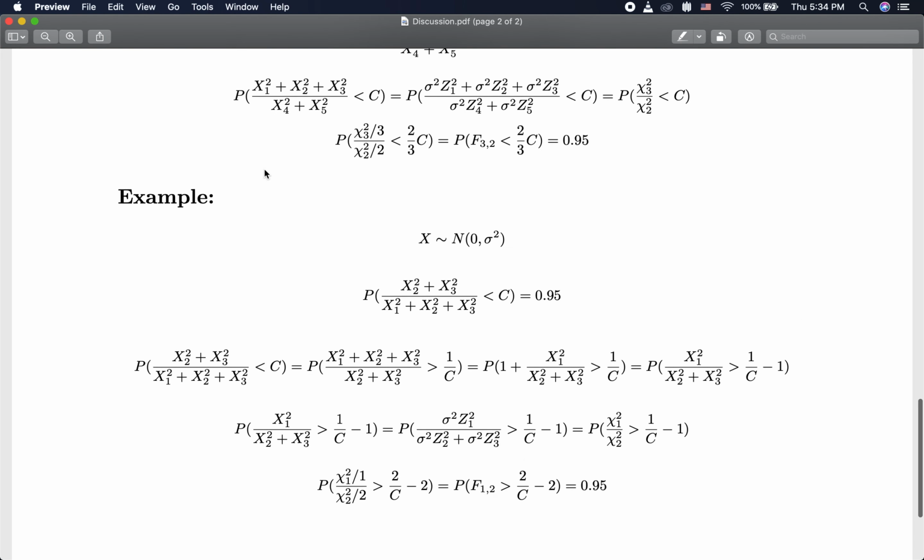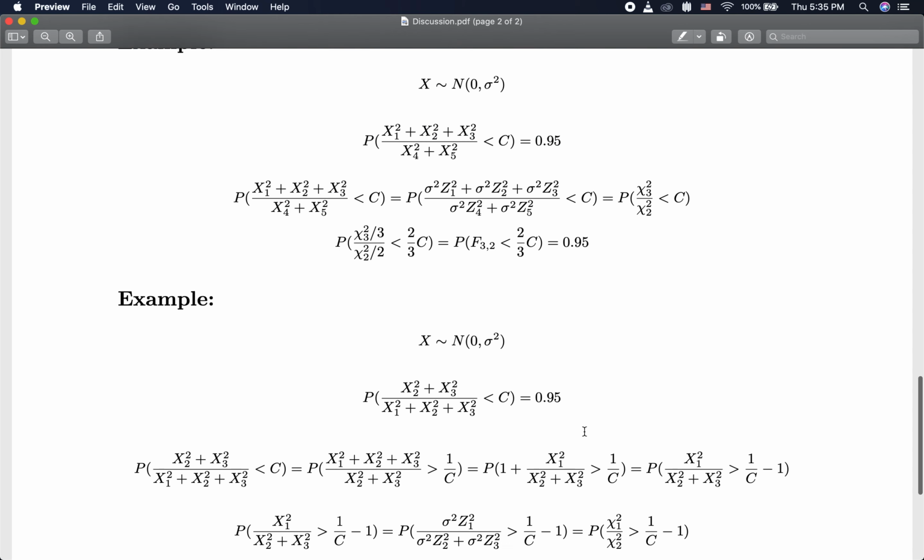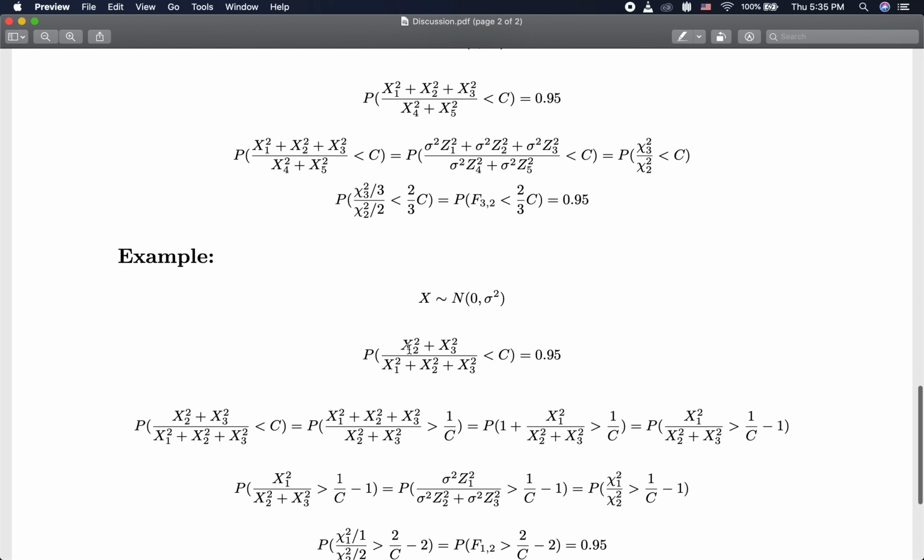And okay, here is our final example. Again, we have a random variable x following a normal distribution, and we are trying to find C such that the probability of this being less than C is equal to 0.95. At first glance, this might be very close to the previous example. However, the numerator and the denominator both involve x2 and x3. So we have x2 and x3 here.